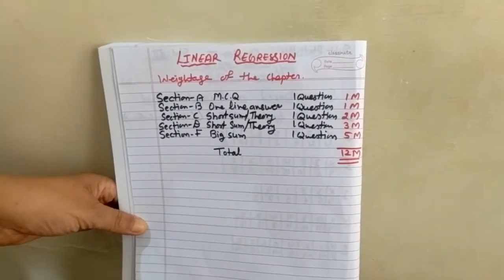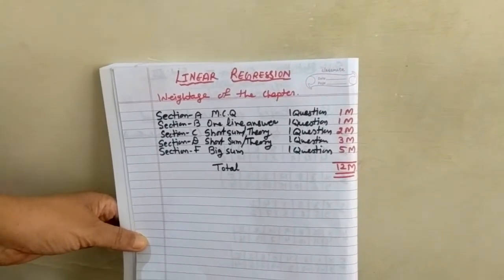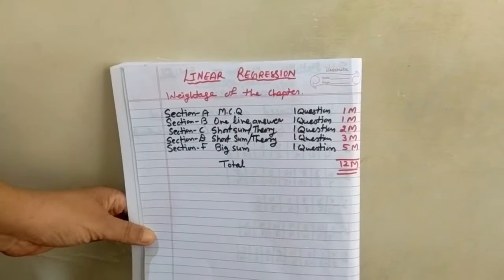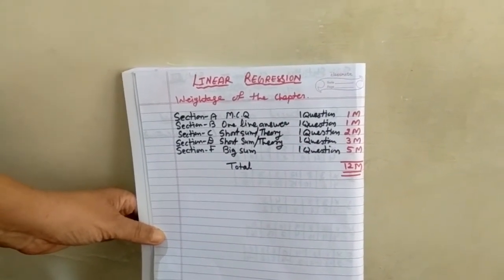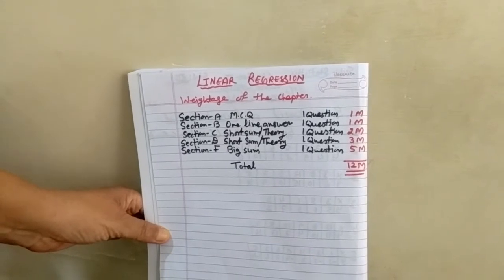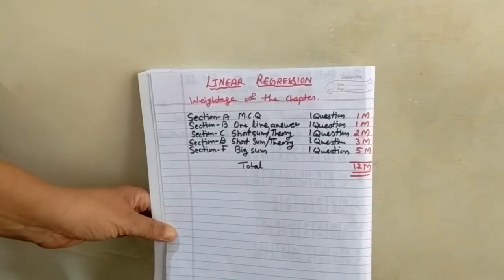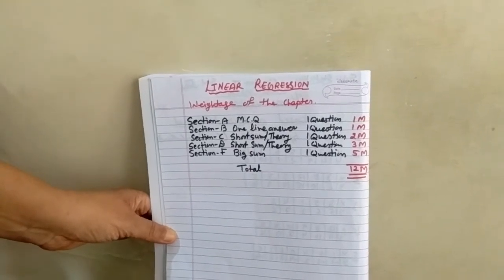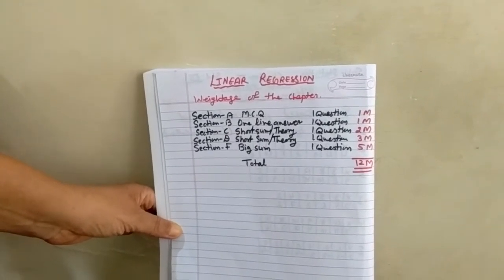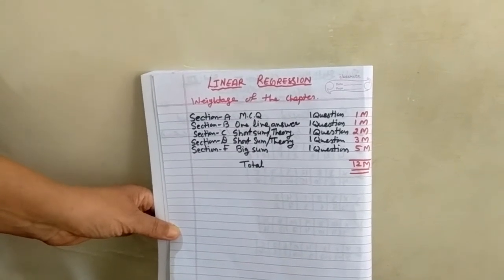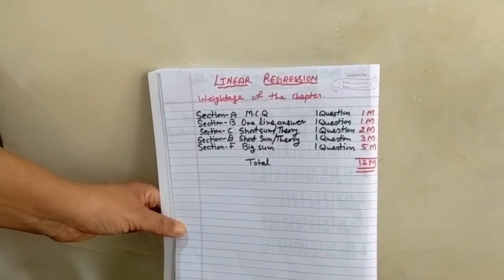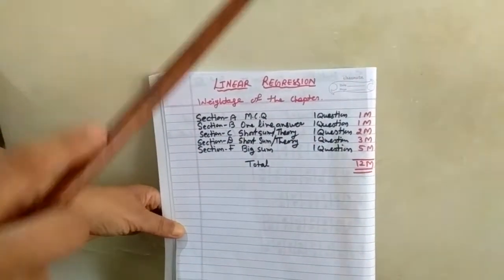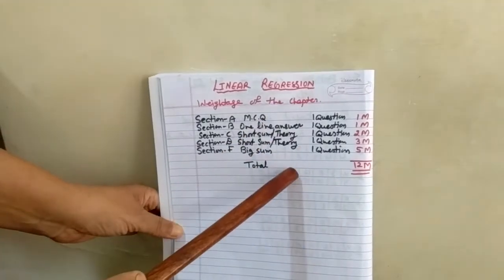Now the weightage of this chapter is again 12 marks, same as correlation. Section A, MCQ, one question of 1 mark. Section B, one line answer, one question again of 1 mark. Section C, either a short sum or theory, one question of 2 marks. Section D, same, a short sum or theory of one question, 3 marks. While Section F is one big sum of 5 marks. So this way the total will be 12 marks. This is for board exams.